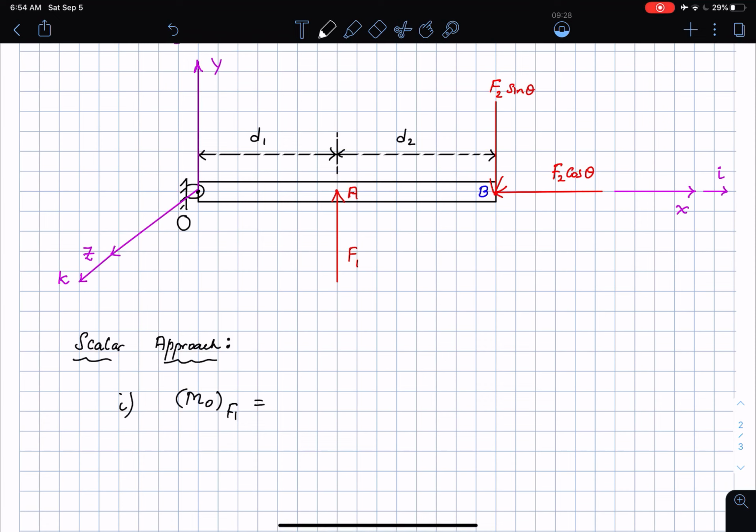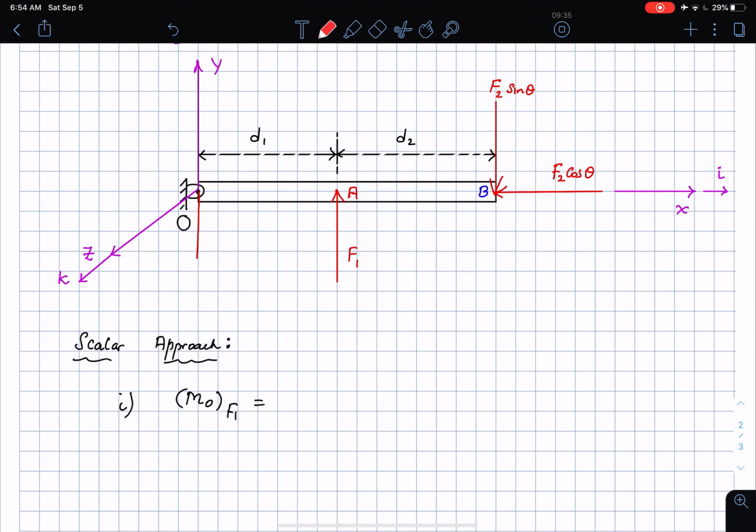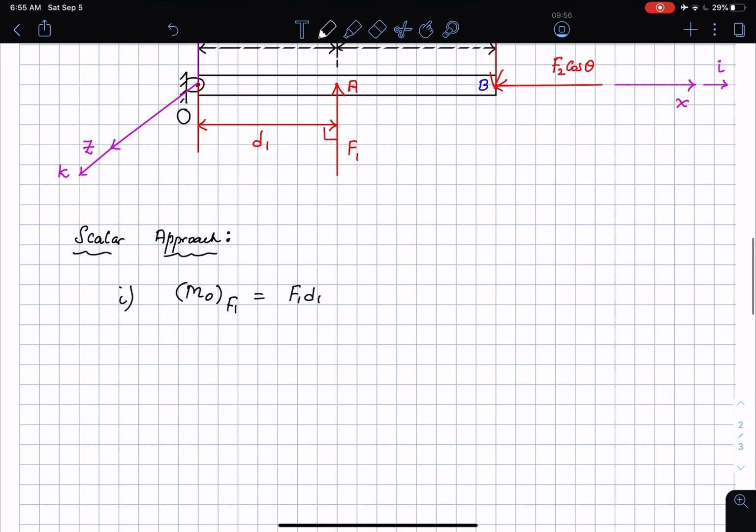The perpendicular distance. And do I know the perpendicular distance from the point of interest, which is the point O, to the line of action of the force? The perpendicular distance, as you can see that I'm drawing here, is going to be the distance d1. Okay, which means that this magnitude is going to be F1 times d1, or let me fill it up in the color that I'm using for the moment. So this is F1 times d1.